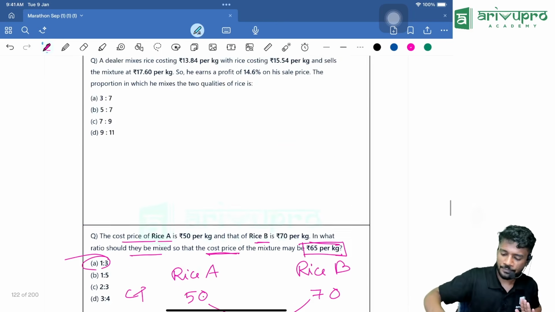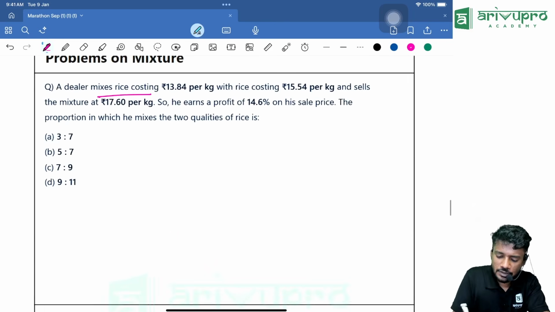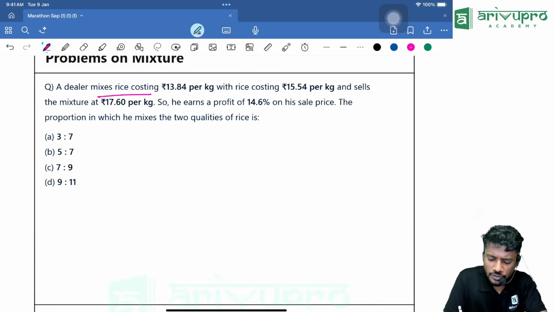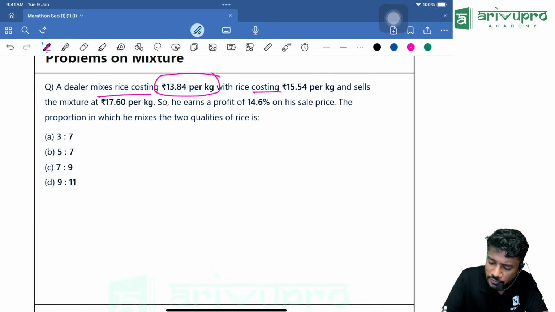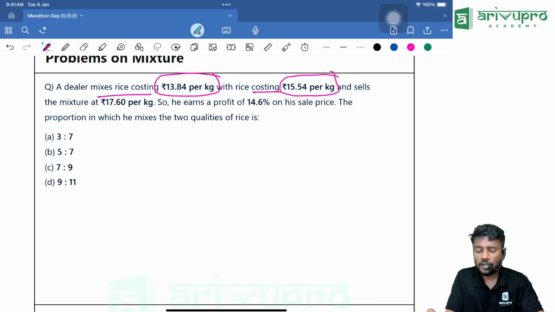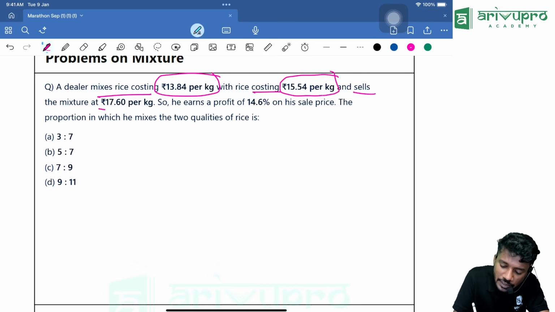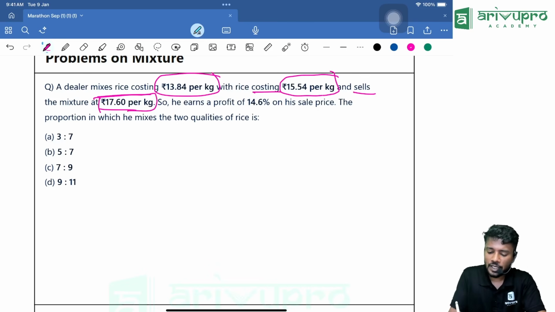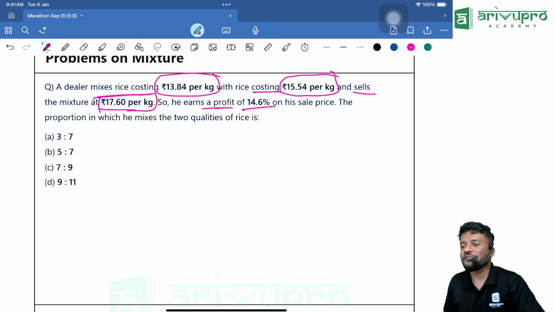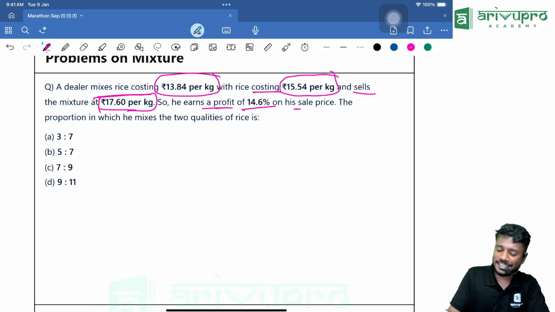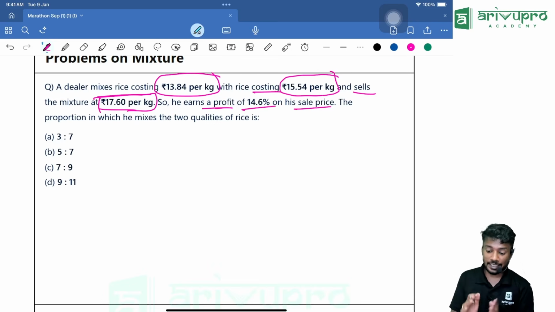Next one. A dealer mixes rice costing 13.84 per kilogram with rice costing 15.54 per kilogram and sells the mixture at 17.60 per kilogram. He earns a profit of 14.6% on the sale price. That is, the selling price is... he is getting a profit percentage of how much?